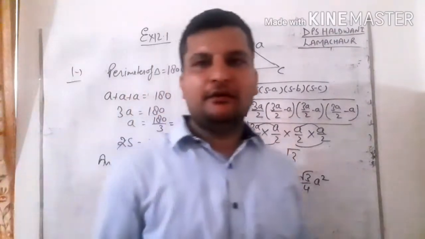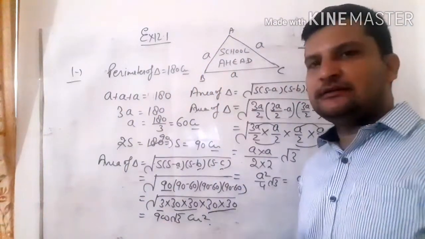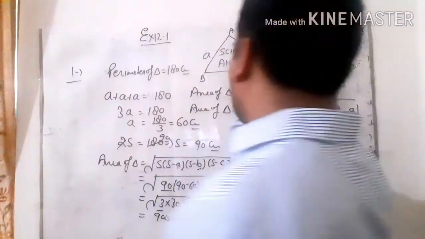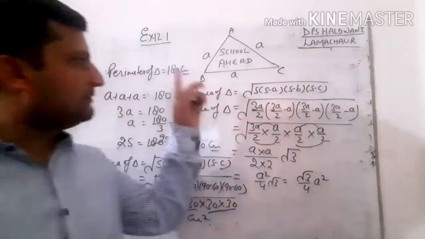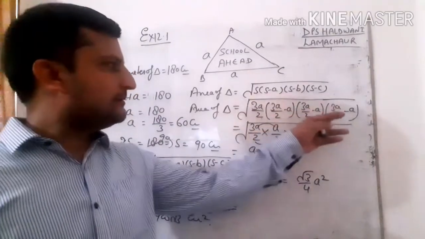So the area of this board, students, is 900 root 3 centimeter square. So student, how have we found it? I have told you that all the sides are equal, it is given. So we have put it into the formula. So we have found 3A by 2, 3A by 2 minus A, 3A by 2 minus A, 3A by 2 minus A.